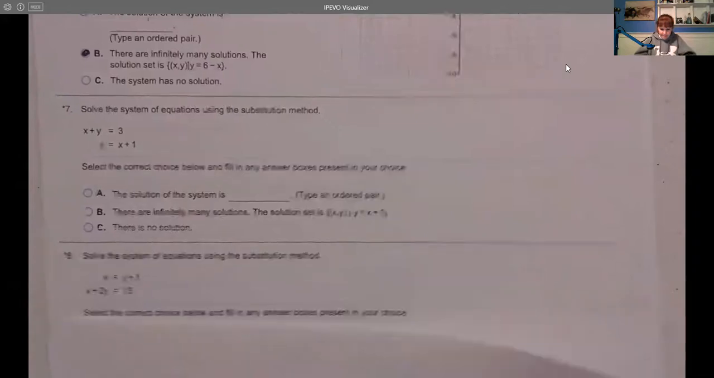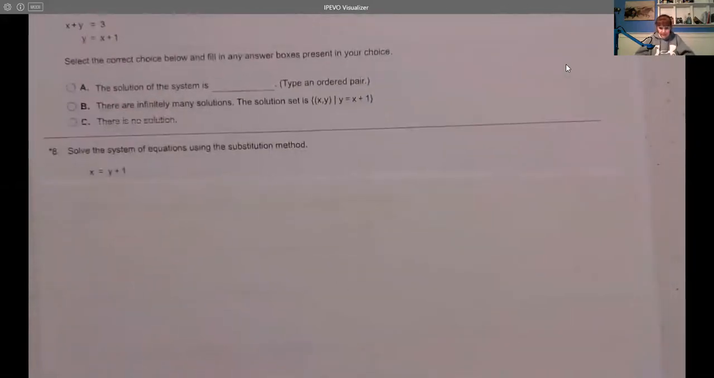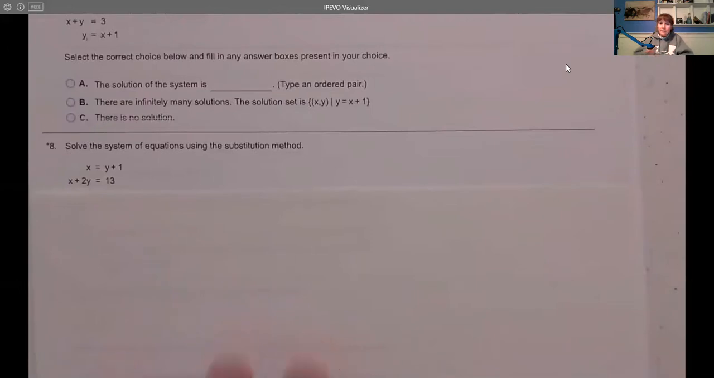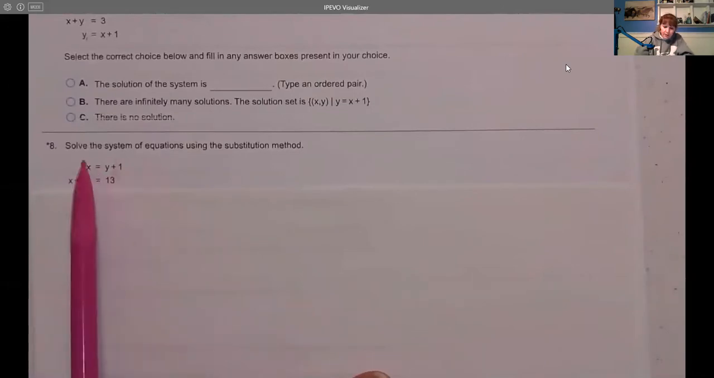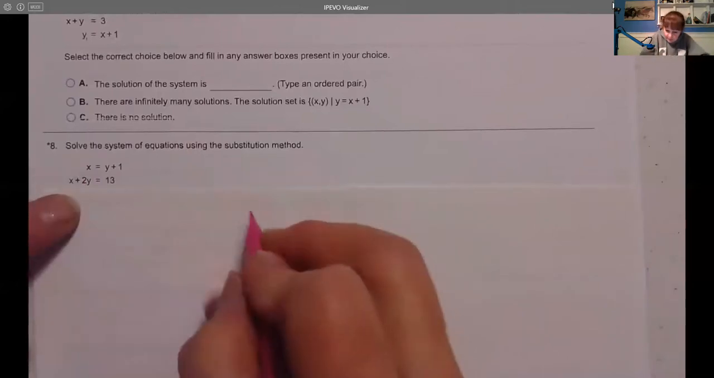All right. Let's look at number 8 and go through it. Again, it's a prime candidate for the substitution method because one of the equations has one of the variables by itself. The top equation has the x by itself, which makes it a prime candidate for the substitution method. I'm going to copy these over here.